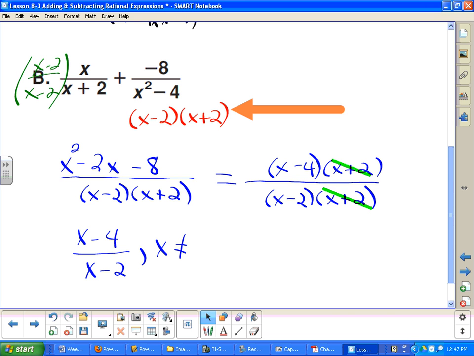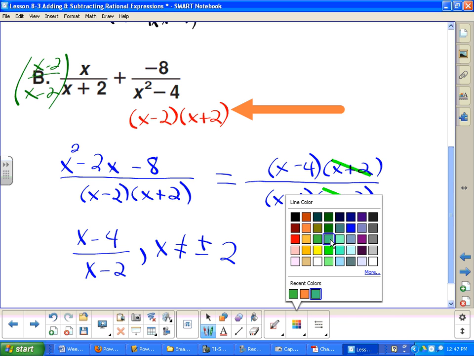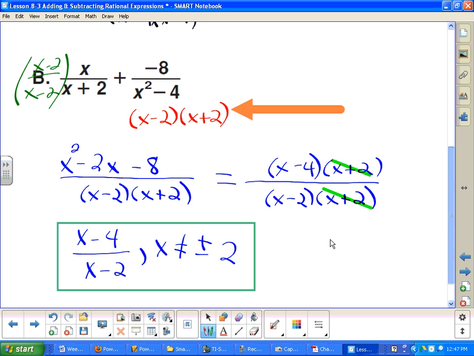Go back to the other side, negative 2 makes that one 0. So then x, negative 2 minus 2 is negative 4. The factored part, yep. Okay. So plus or minus 2 would make it equal to 0. So this is your whole answer then. Okay, so when you're looking to see where it's undefined, go back to the original factored form to do that.